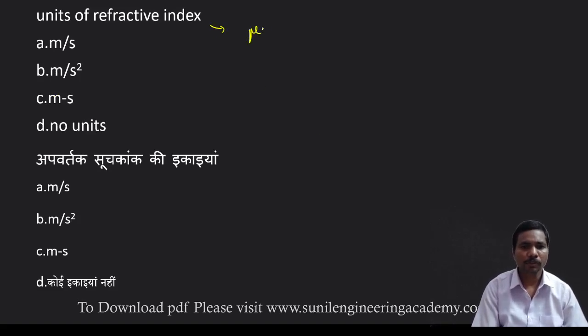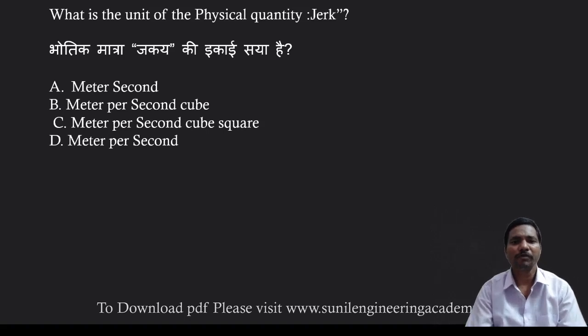Refractive index mu is equal to c by v. c is the speed, meter per second, and v is velocity, meter per second. So meter per second cancels out, so it has no units. What is the unit of the physical quantity?